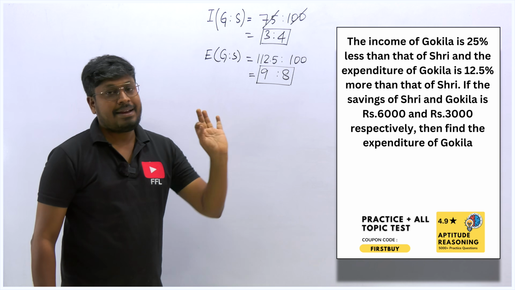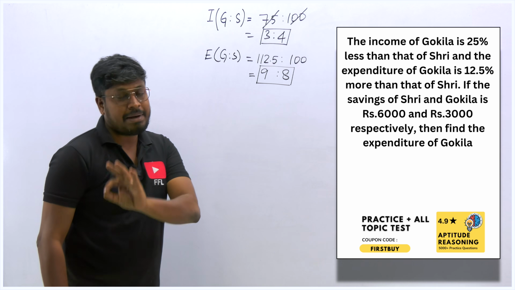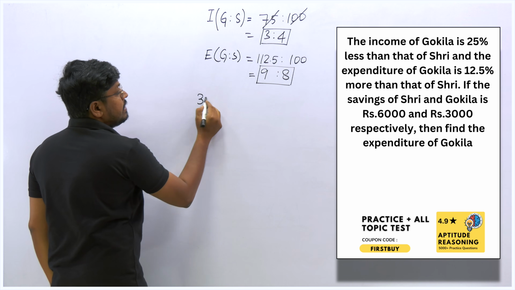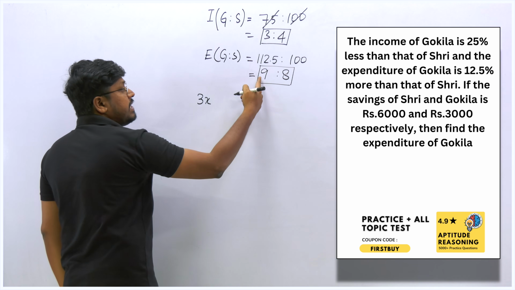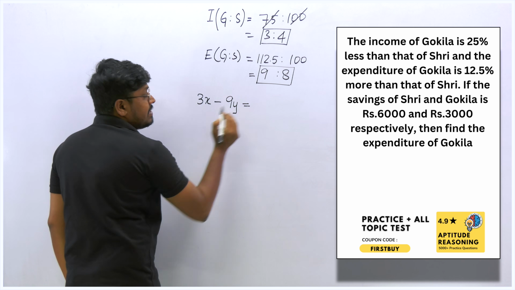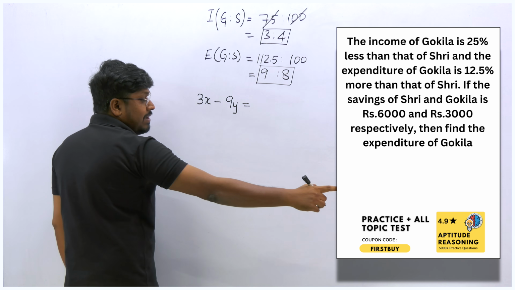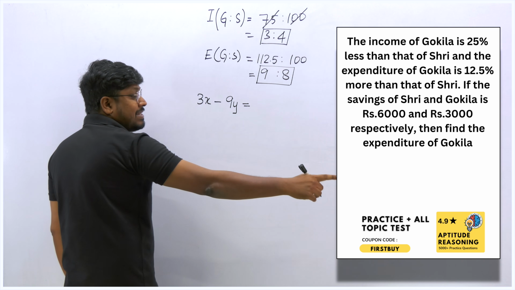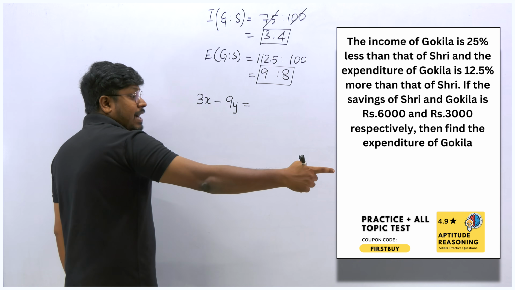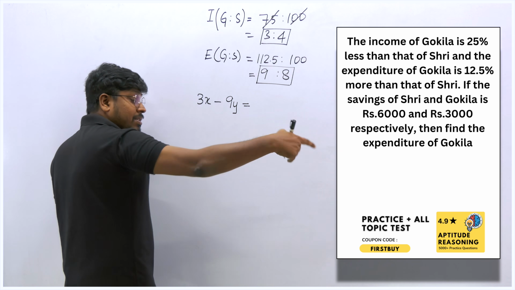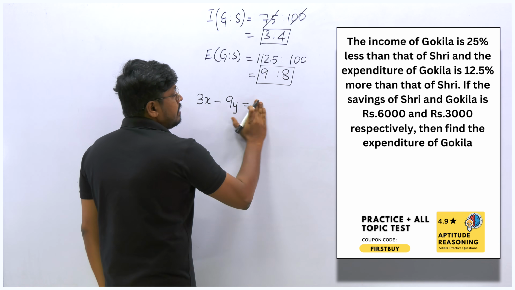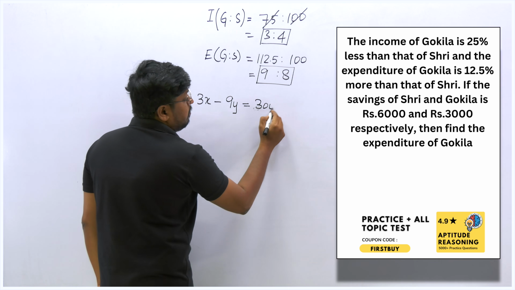Savings value is directly given, and just now I have told you income minus expenditure. So income, let's take the Gokila income as 3x. What about our expenditure, which is 9x? So income minus expenditure equals savings. So the savings value they have given in the question is 6,000 for the first person and 3,000 for the second. So this will be Gokila, which is 3,000. So this will be the first point.